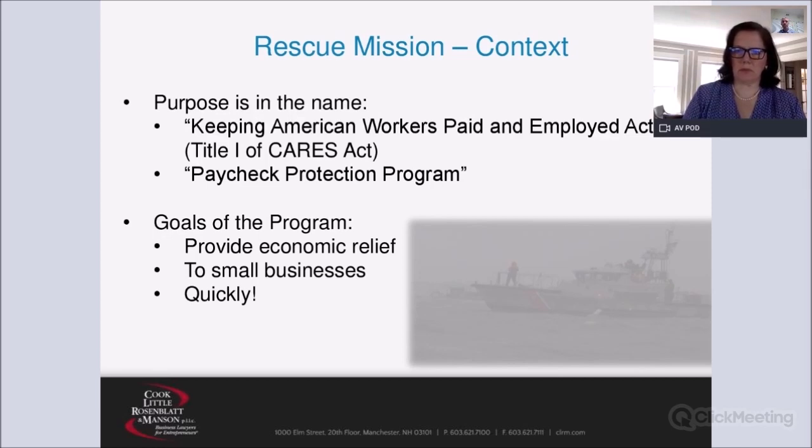There was a second slug of PPP loan proceeds that some of you may have been able to take advantage of. That was $310 billion. So $660 billion of money was made available for this program, which is an enormous amount of money and far, far exceeds the amount that the SBA has lent out in the past in any kind of reasonable period of time. So that was the goal of the program: provide economic relief, and get it out quickly to small businesses.